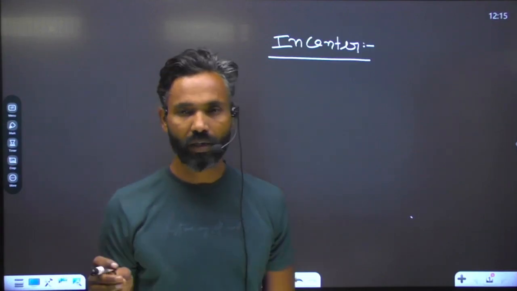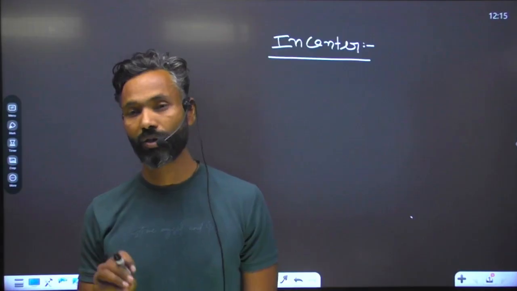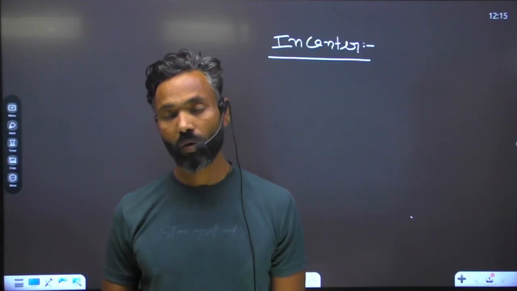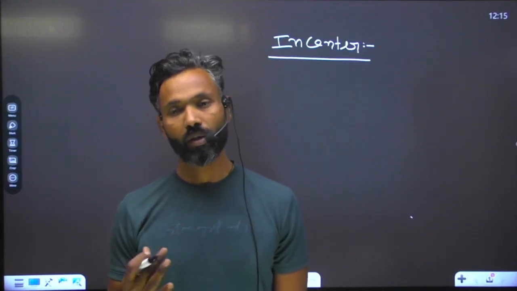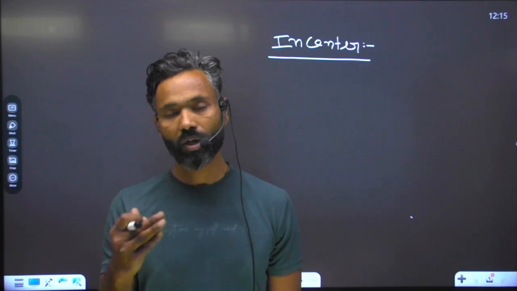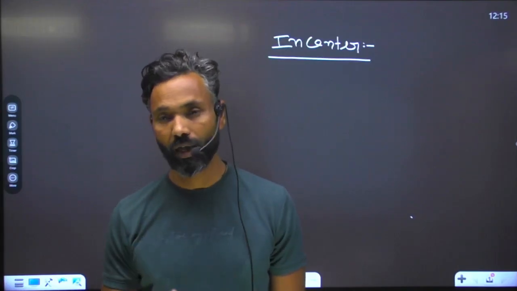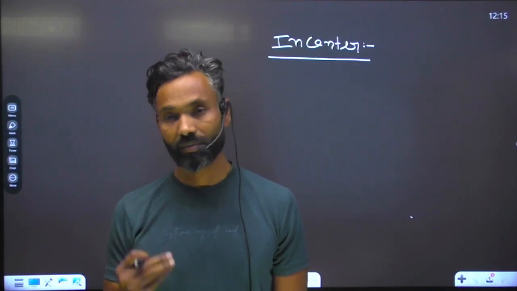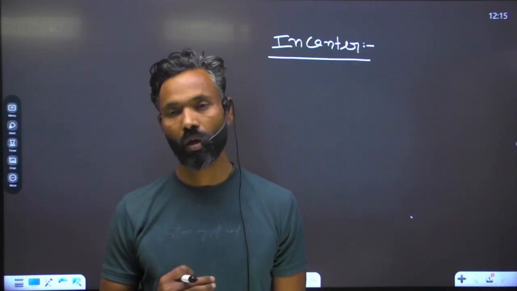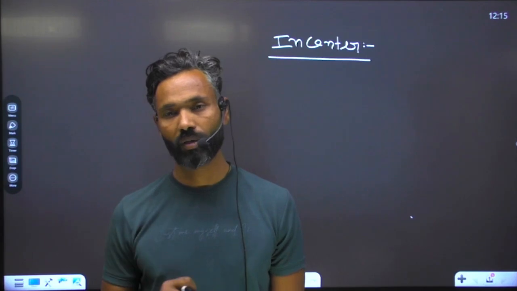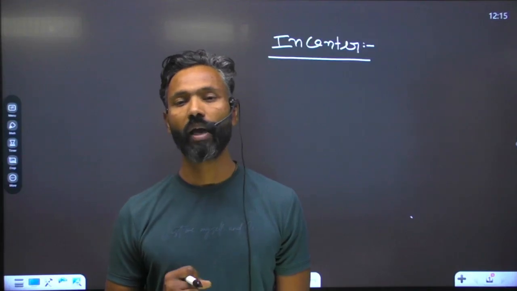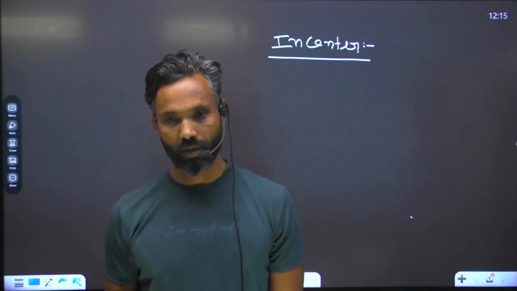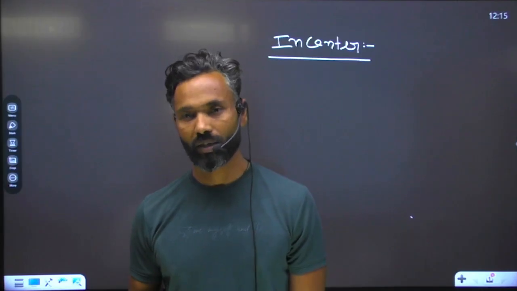In previous sessions we have discussed the centroid and the circumcenter. As we know, the intersection point of the medians is known as the centroid. In the same way, we discussed that the intersection point of the perpendicular bisectors of the sides is known as the circumcenter, and there is one more definition of the circumcenter: a point which is equidistant from each vertex is known as the circumcenter. Now we are going to discuss the incenter.